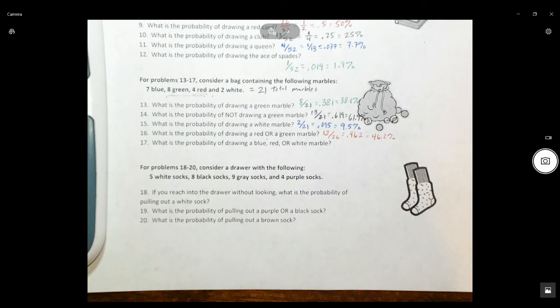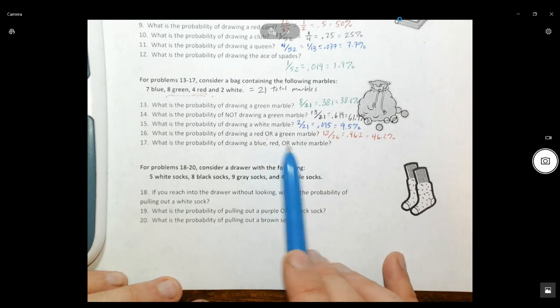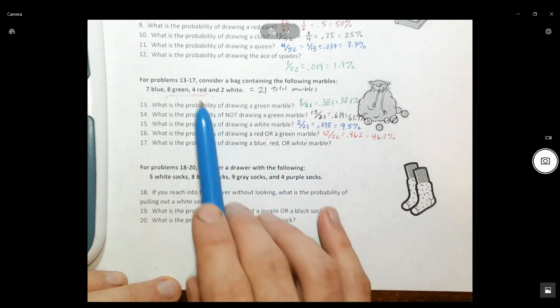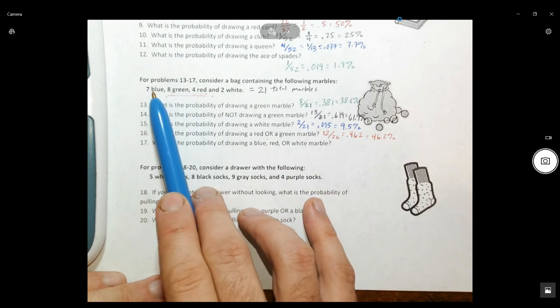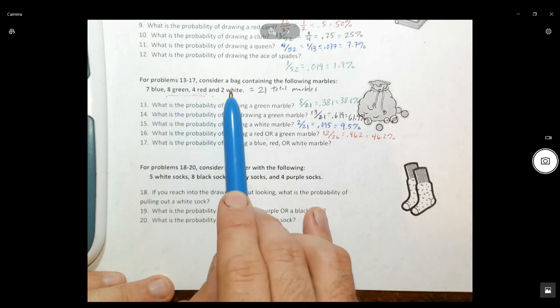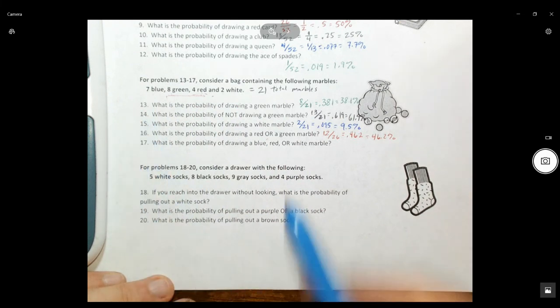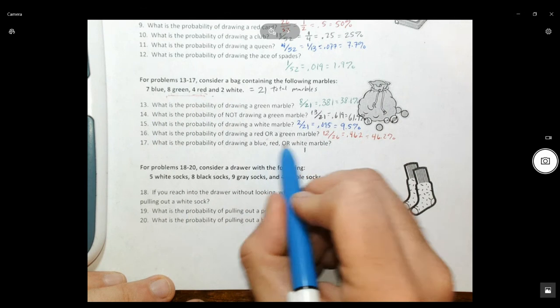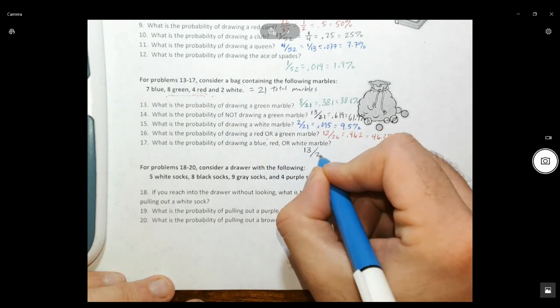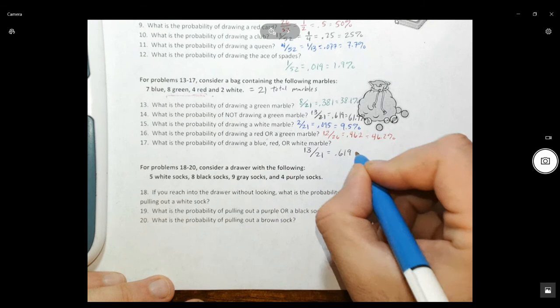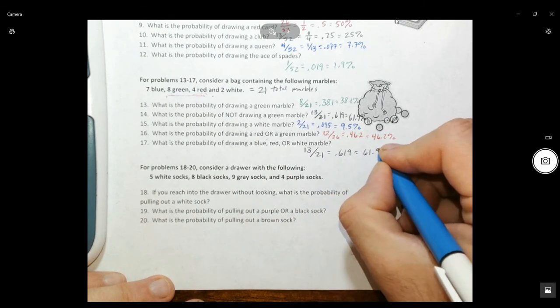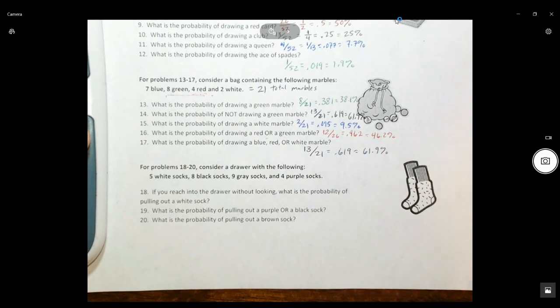Okay, last problem. Blue, red, or green. Or excuse me, blue, red, or white. So same thing here. You're happy with any of these, or kind of tells us to add. So blue, there are 7. Red, there are 4. White, there are 2. This is actually the same exact problem as number 14, just written in a different way. So if you add up the blue, red, and white, you'll get 13 out of the 21, which is 0.619, which is 61.9%. And that's our marbles.